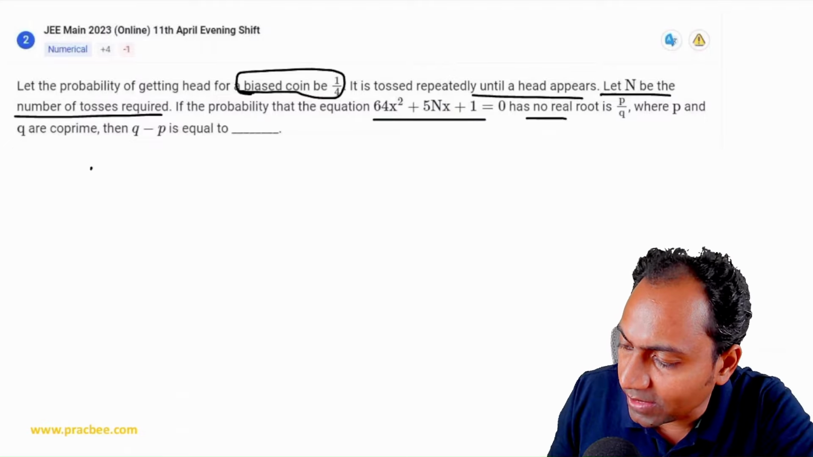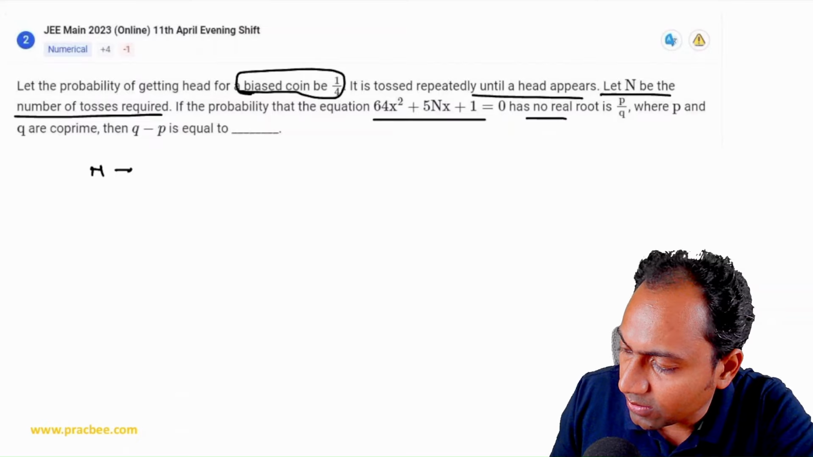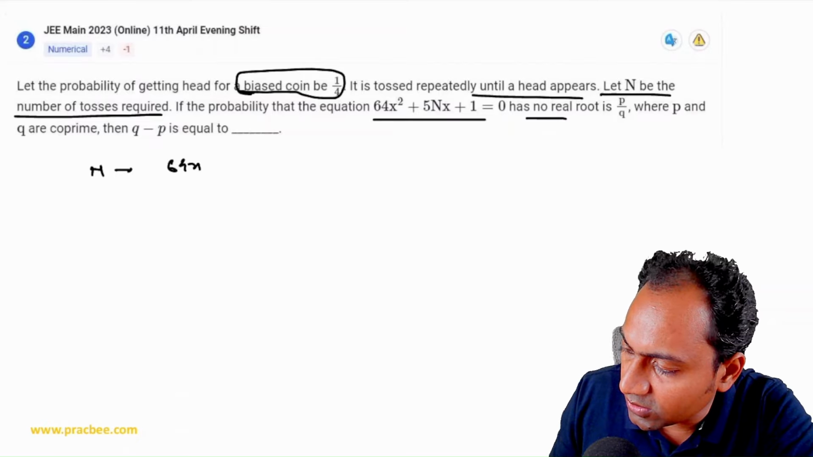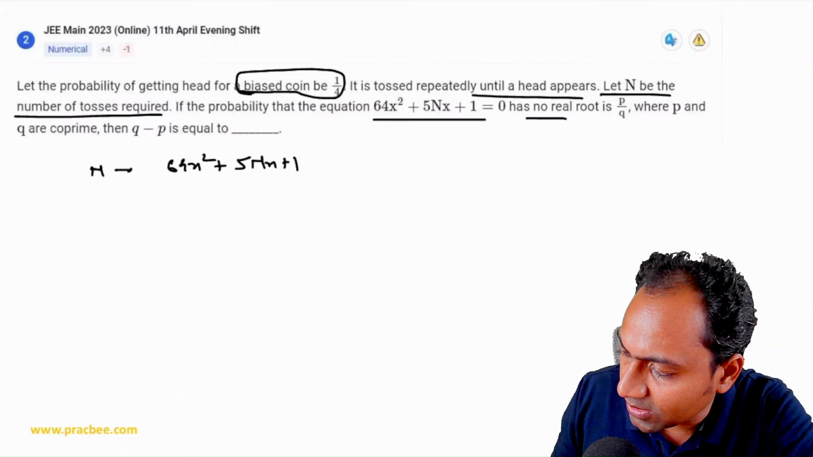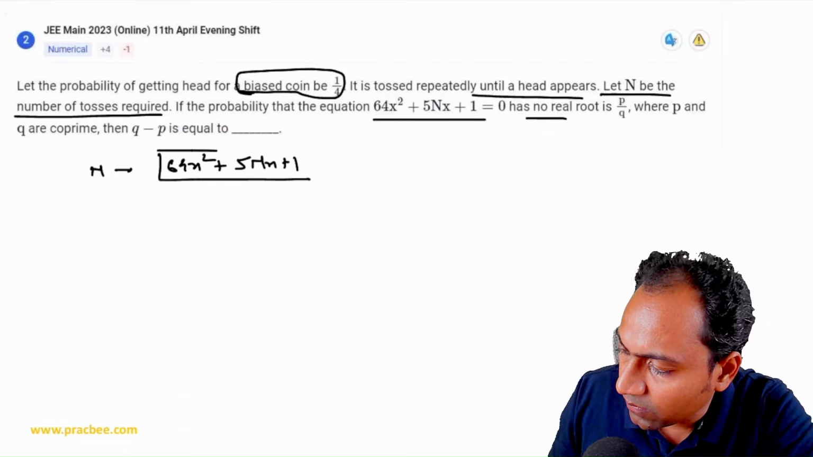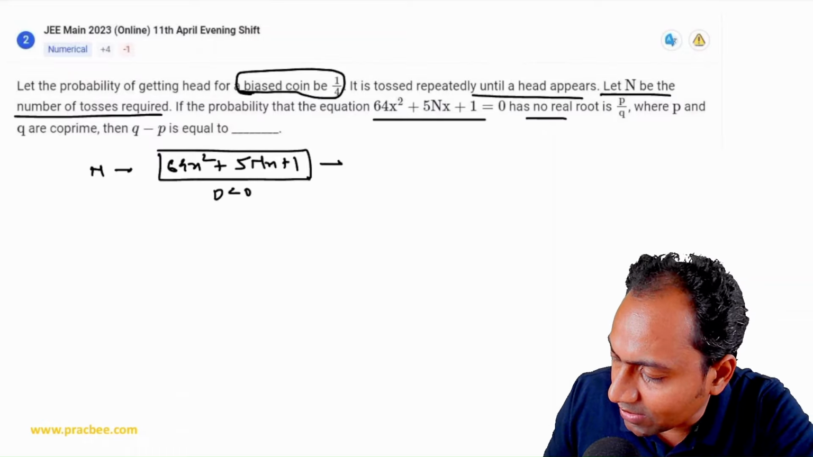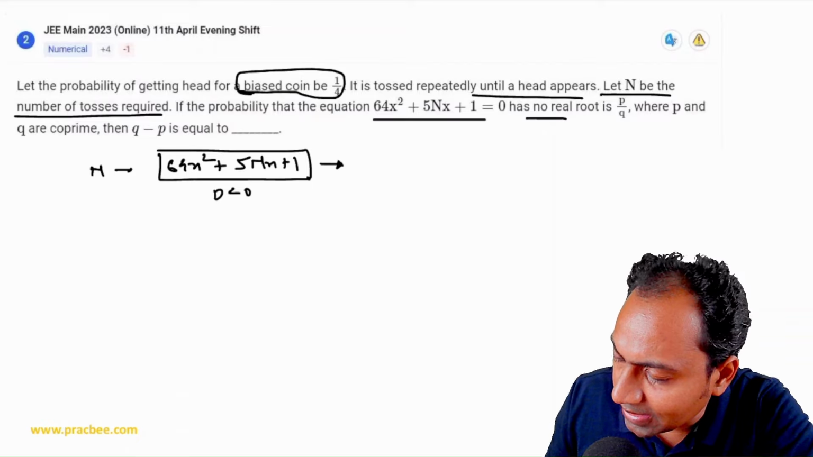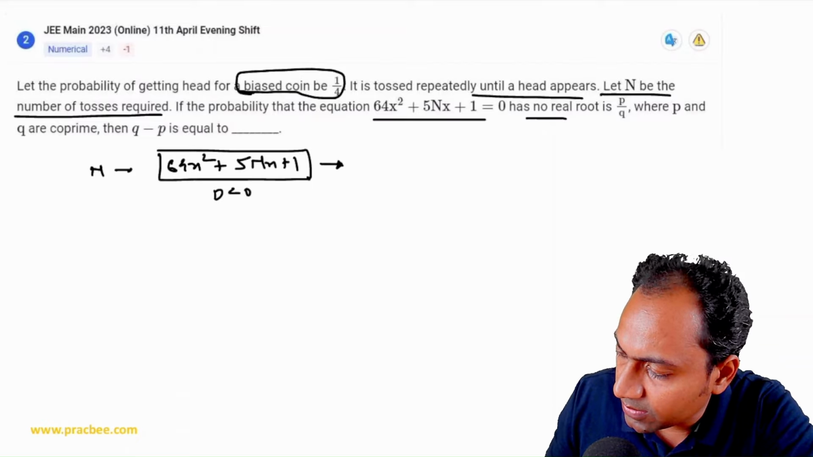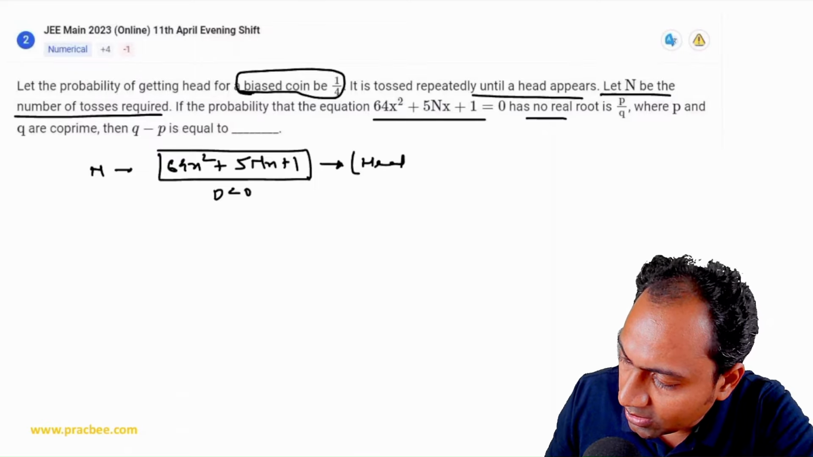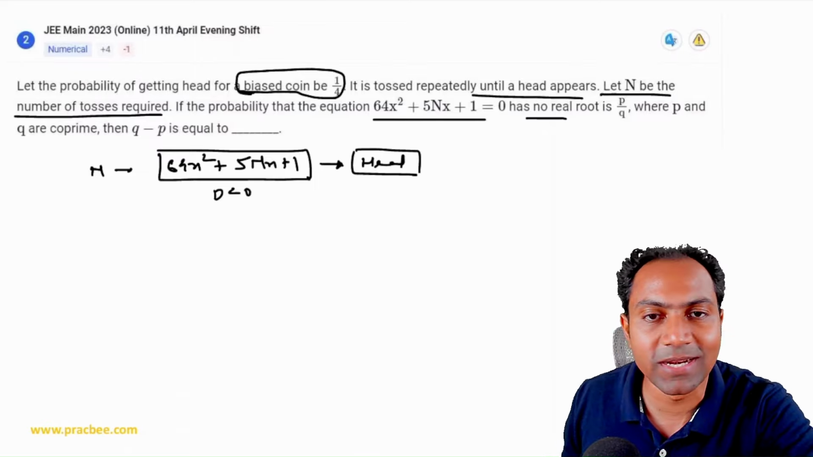The first part talks about the value of n for which this quadratic equation 64x square plus 5nx plus 1 will have no real root. That would mean D is smaller than 0. Get the value of n from here, and that number of tosses needs to be made so that you get a head. There are two parts of this question, so let us try and solve both of these parts.